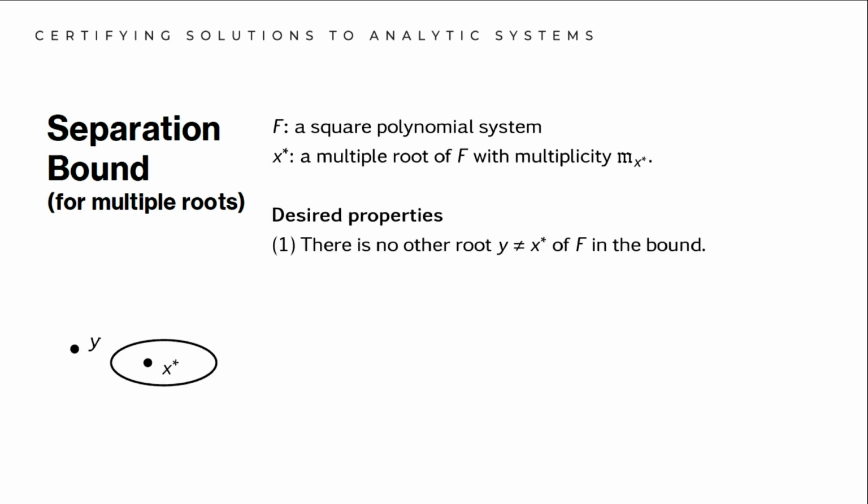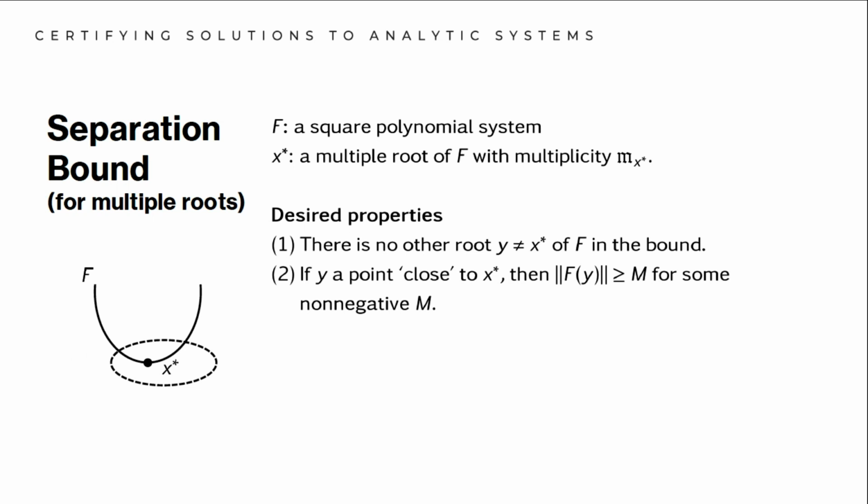Then the first property is, of course, isolating other roots. So if there are other roots, which are denoted as y, then of course this y should be outside of the separation bound. If you see this picture, this y, which is another root, should be outside of the separation bound. This is the first property. The second property is quite similar to the first property. Let's say that this y is now a point inside our separation bound, which is close to x star. Then in that case, we want to say that the norm of capital F of y is greater than or equal to some non-negative number, which is similar to the first one, but which also gives us an approximation of the lower bound for the capital F of y. Okay, so this is a quite useful property.